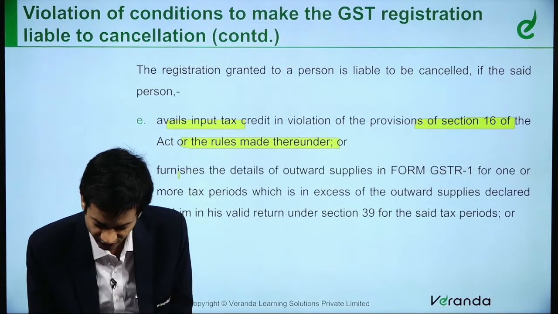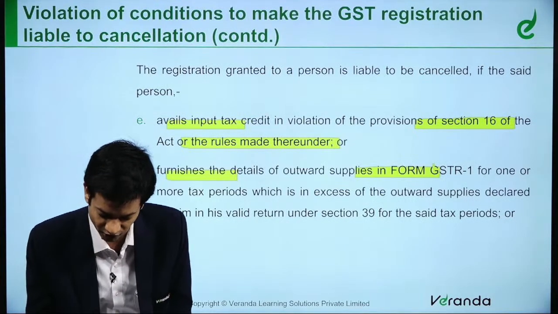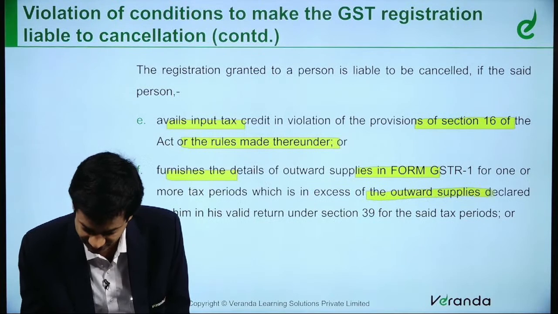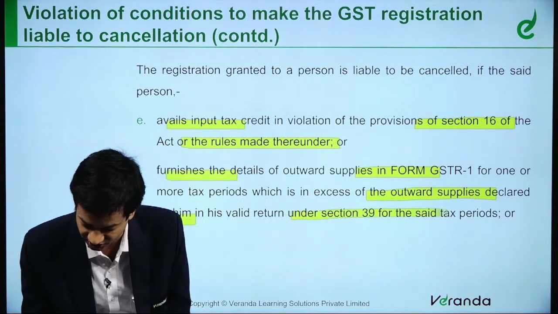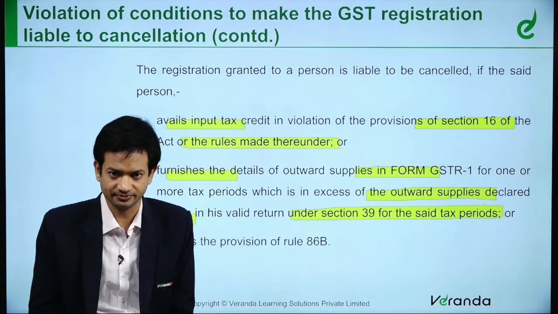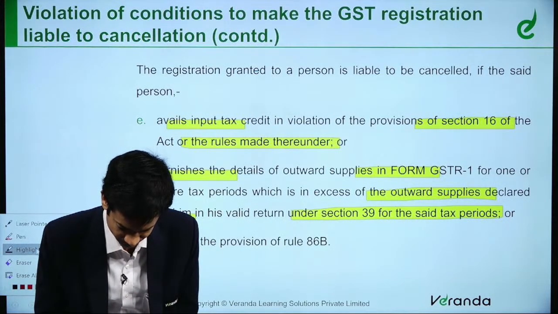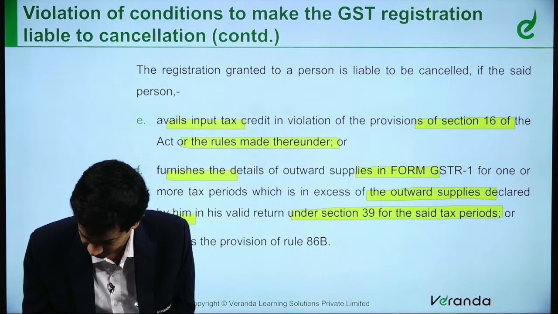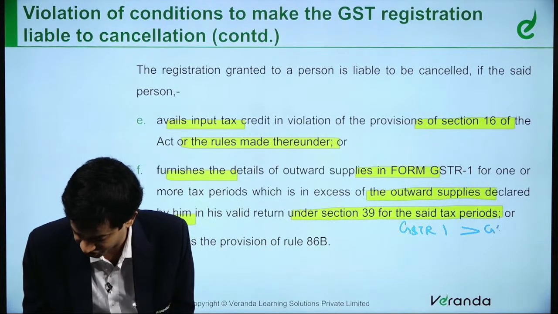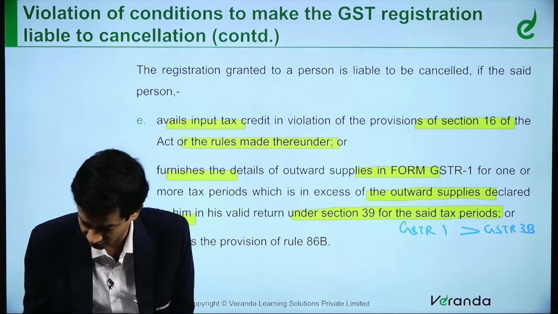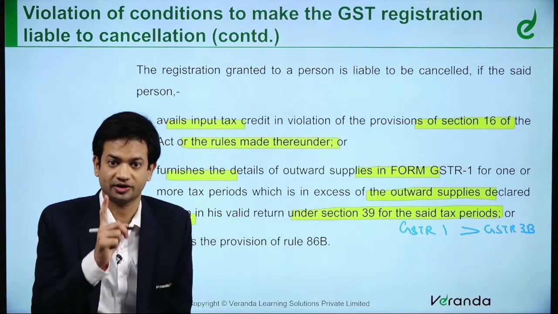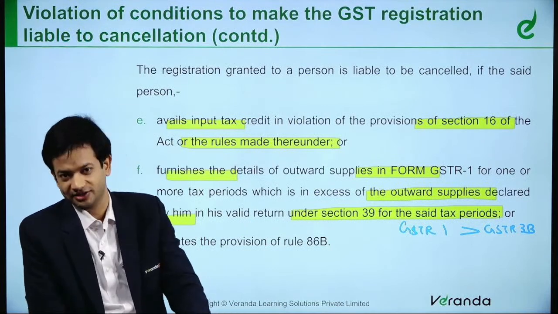Second, furnishes the details of outward supplies in GSTR 1 for one or more tax periods which is in excess of the outward supplies declared by him in his return under section 39. So basically here GSTR 1 liability is more than GSTR 3B. Why would someone do like this? Think about it. Why would someone do like this?